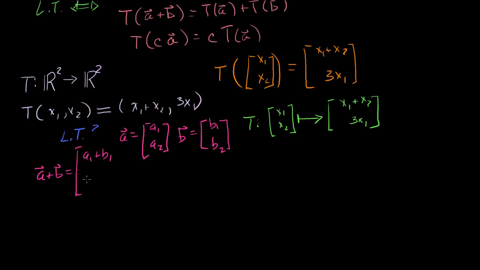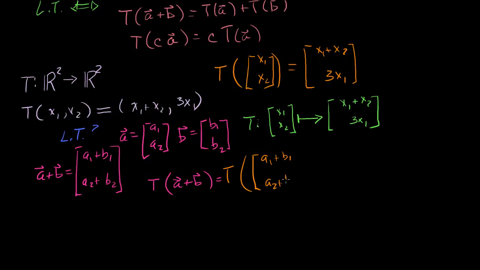And the second component is just the sum of each of the vectors' second components, a2 plus b2. Nothing new here. But what is the transformation of this vector? So the transformation of vector A plus vector B, we could write it like this. That would be the same thing as the transformation of this vector, which is just a1 plus b1 and a2 plus b2, which we know equals a vector.